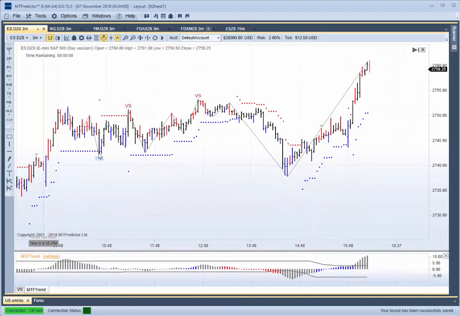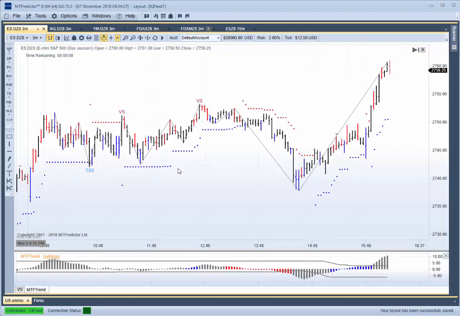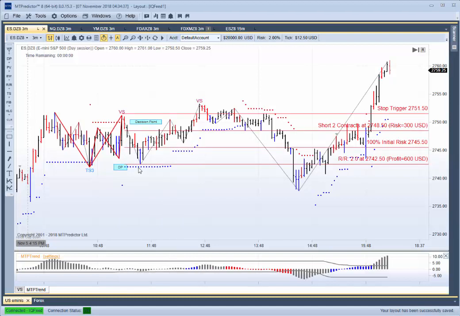Right, I want to have a quick look at the 3-minute chart of the ES, or the E-mini, from yesterday using a day session only chart. This is the 6th of November here, and as you can see we had two VS sell setups here. In fact, both of them were quite good setups, both of them worked out well. They're both on black MTP trend. This first one here, if I place the analysis on, you can see it went down to its first target just for a nice 2R profit.